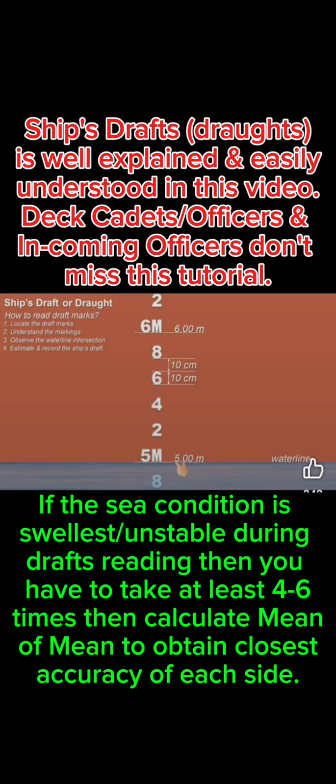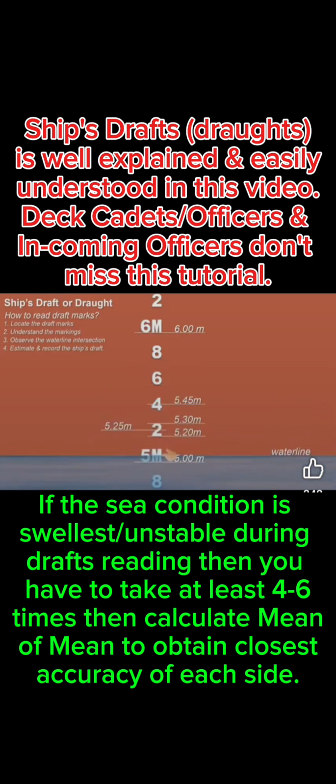5.0 meters. The vertical distance between the lowest part of 5 and 6 meters is 1 meter. So if the waterline is here, the draft is 5.20 meters. In the middle of this 2 draft mark is 5.25 meters. If the waterline is on the top of this 2, the draft is 5.30 meters. If in the middle of the 4, it reads 5.45 meters.